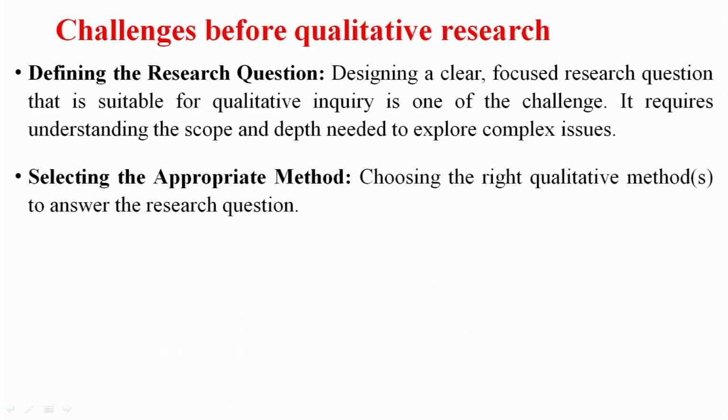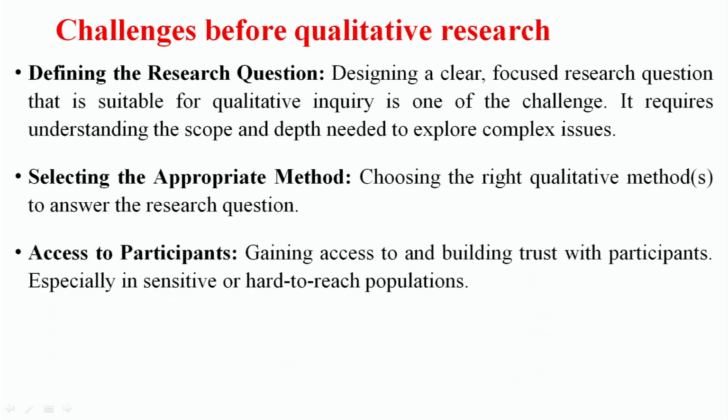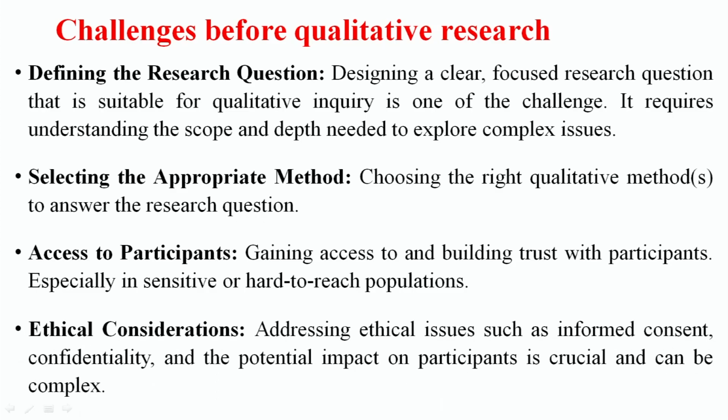Then the second one is selecting the appropriate method. I have given you the list of 9 methods there. So, which method is suitable for the topic or the issue that you are considering for your study? Then access to participants. This is the most typical challenge every social science researcher is going to observe, because gaining access and building trust with the participants and getting appropriate responses from them is the most difficult task, what we can say.